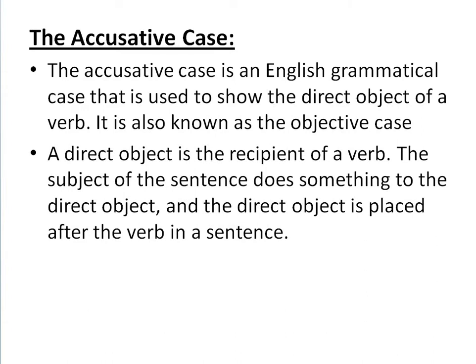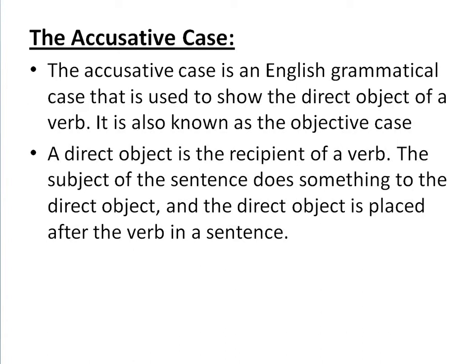So now the accusative case. What is the accusative case? The accusative case is an English grammatical case that is used to show the direct object of a verb. It is also known as the objective case. So we can say it is the opposite of the subjective case. It is termed as the accusative case or as the objective case.